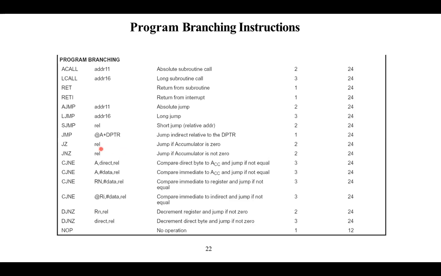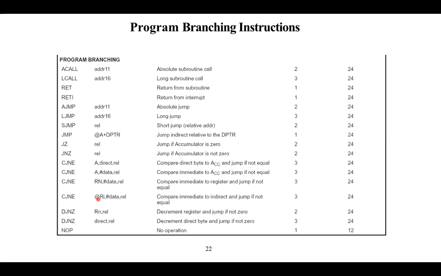JZ rel, jump if accumulator is 0. JNZ rel, jump if accumulator is not 0. CJNE A, direct, rel: compare direct byte to accumulator and jump if not equal. CJNE A, #data, rel: compare immediate to accumulator and jump if not equal. CJNE Rn, #data, rel: compare immediate to register and jump if not equal.